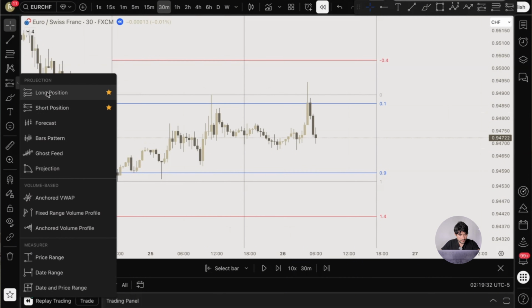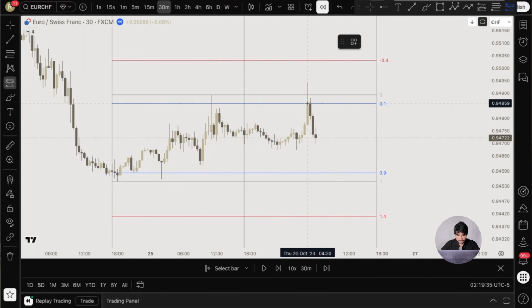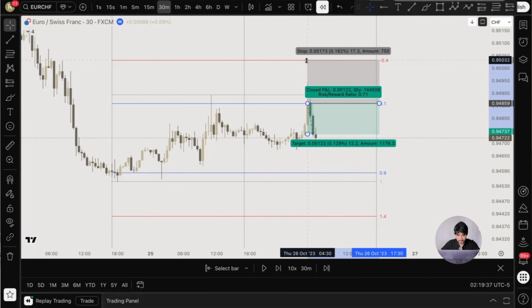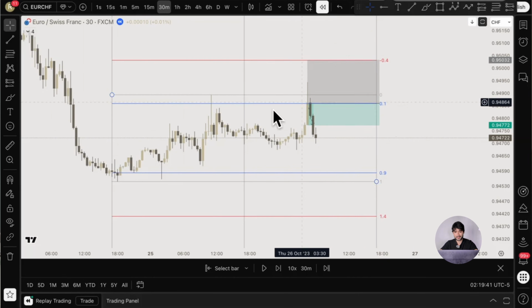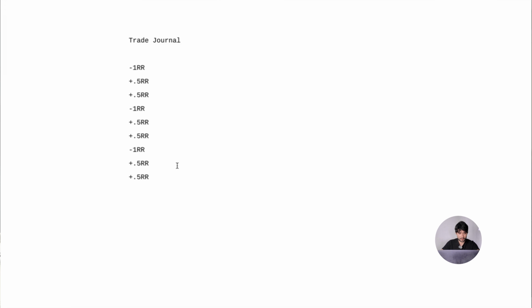Okay, as you guys can see, that was a pretty sharp entry into the sell there. That would have been stop loss at the negative 0.4. At 0.5 R take profit, which got hit instantly. So that is going to be a winner under our belt there. Plus 0.5 RR. And let's see how many trades we have so far.